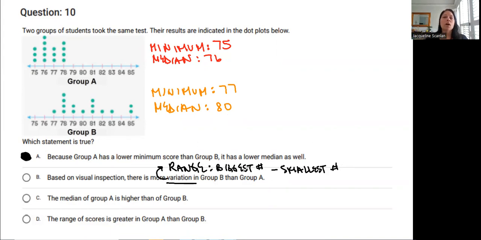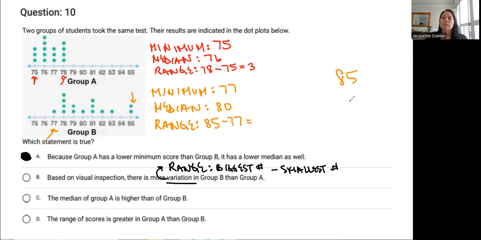All right, so I'm going to do that process for group A. For group A, the range I would find by doing the biggest number, which is 78, minus the smallest number, which is 75. So the range of group A is 3. The range of group B would be the biggest number, which is 85, minus the smallest number, which is 77. And 85 minus 77 is 8. 15 minus 7 is 8.